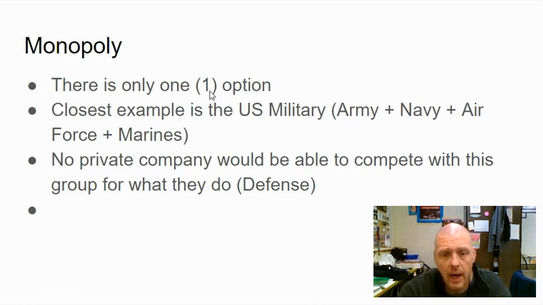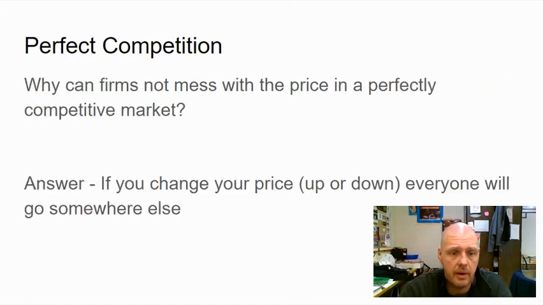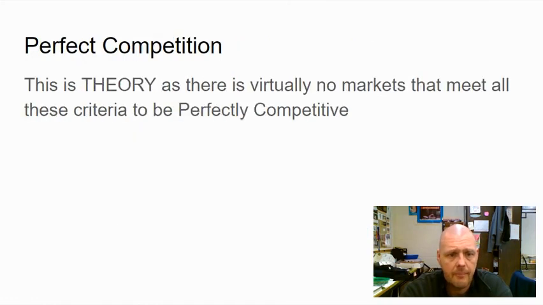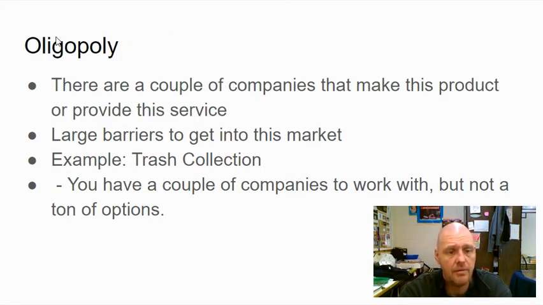So monopoly is a theory. There's only one option. Everybody's got to go to this one option. Huge barriers for any other country to get into the market, versus perfectly competitive where anybody can get in, anybody can get out, tons of options, all the products are identical. Theory on one end of the spectrum, monopoly theory on the other end of the spectrum. Monopolistic competition, you got lots of options. Oligopoly, you only got a few options.